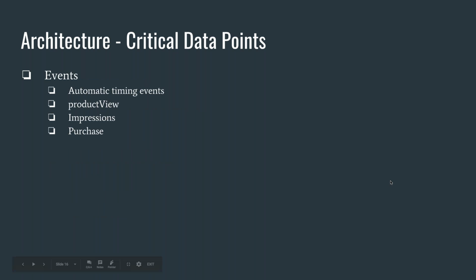Finally here, when we talk about critical data points, events. So again, events are, what is a user doing? What are those interactions? So automatic timing events, potentially for a video view or a scroll type view on the website, so you can get impression information, what products were actually viewed on that listing page. Obviously, product view events, we need to know when someone is looking at or is viewing a particular product. Impressions, and then purchase events, critical.